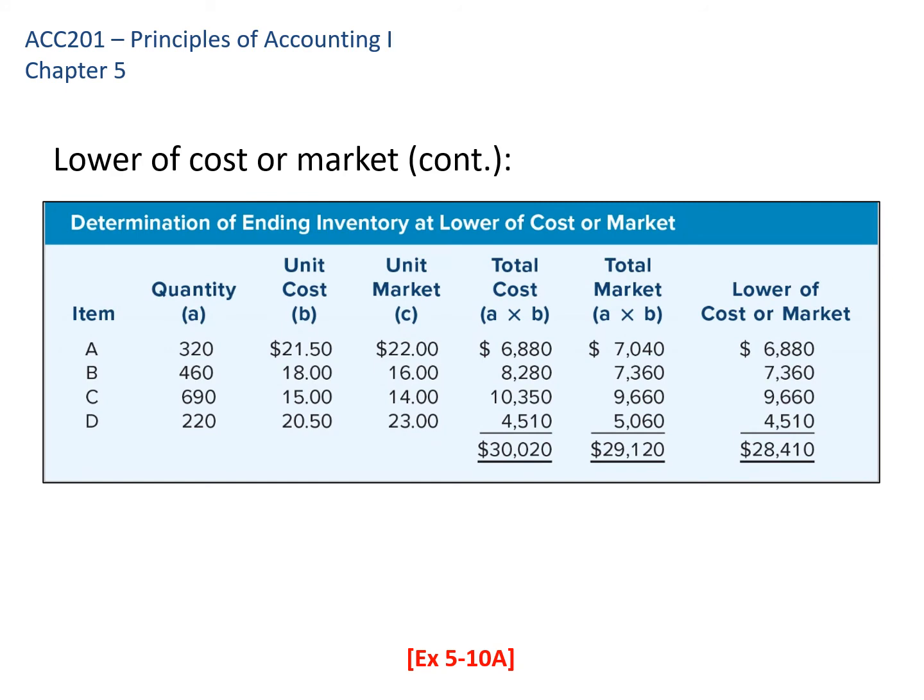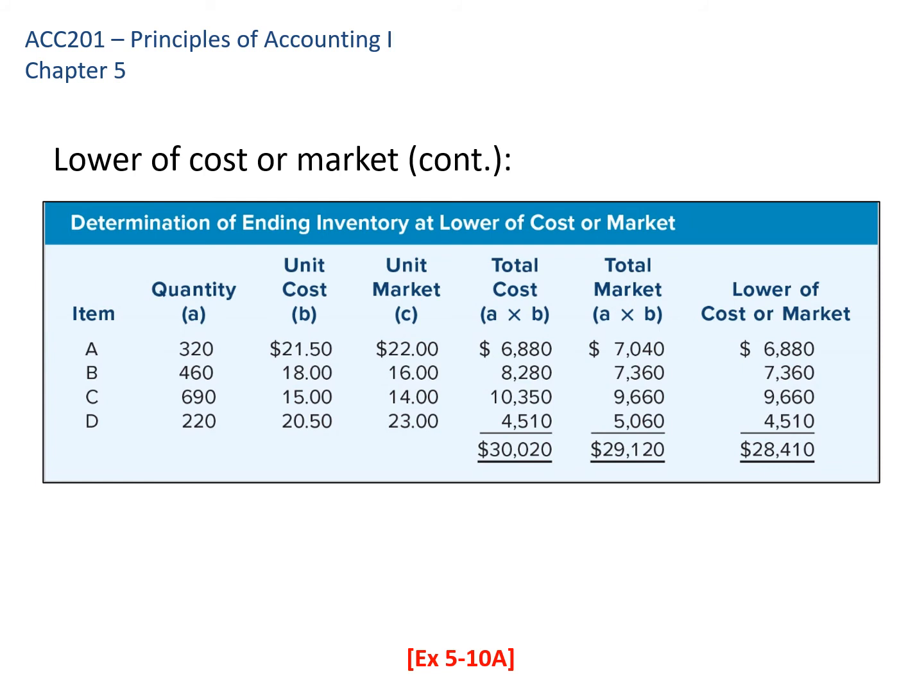So here's an example how to do this mechanically. We have 4 items in inventory, A, B, C, and D, with different quantities there in column A. And then I have my unit cost. So that's what my cost is for that particular unit. So if there's multiple layers of that unit, for example with FIFO, this would be the average cost of those layers. And then I have the market value. That's what I could go out and sell it for.